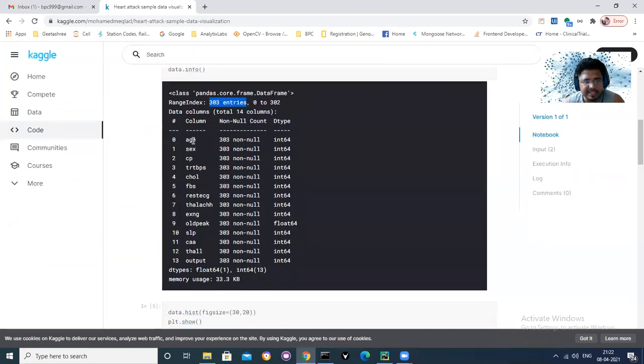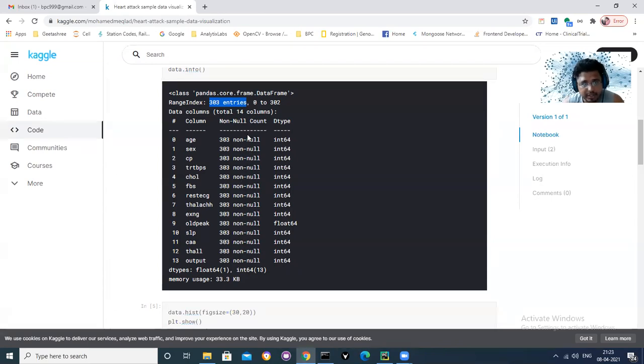Okay, age is an int64. Apart from oldpeak, everything is an int64. And the total memory this table or CSV file captures in memory is 33.3 KB. So that means this is not a very big data. This is only 303 entries. It's a small data and it can be managed in memory.